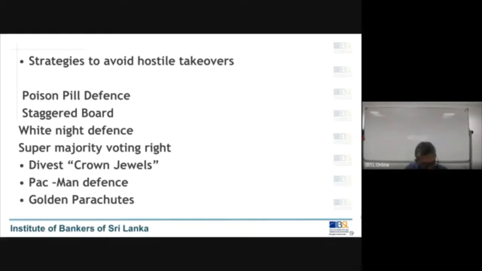Right? So, white knight defense means, then I will take the example of marriage. Then you will understand. The girl tells her mother she will not marry this person, she will marry anyone else. So that is called white knight defense. With this, I don't like this company taking over, but we don't mind any other people other than this company taking over. That is white knight defense.